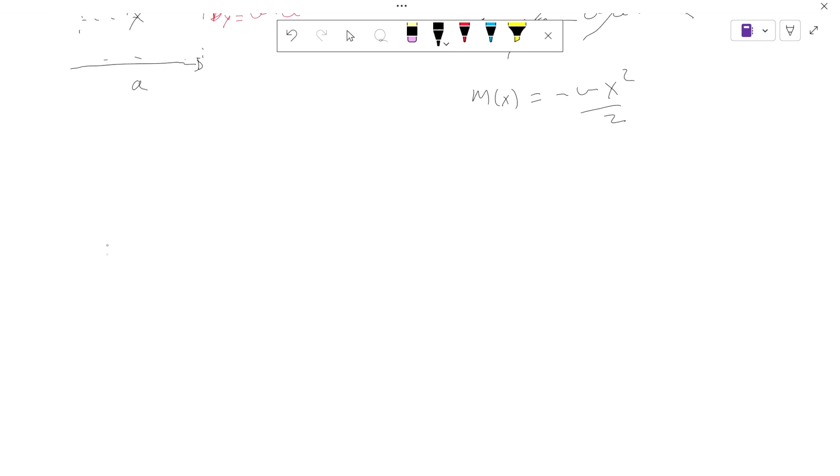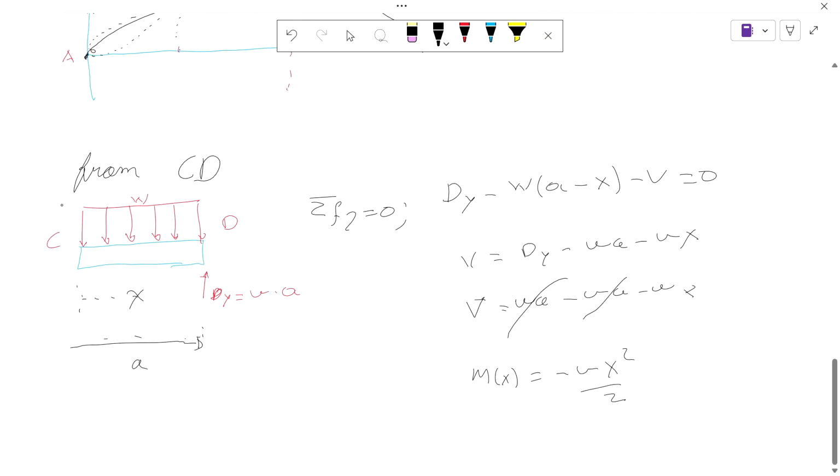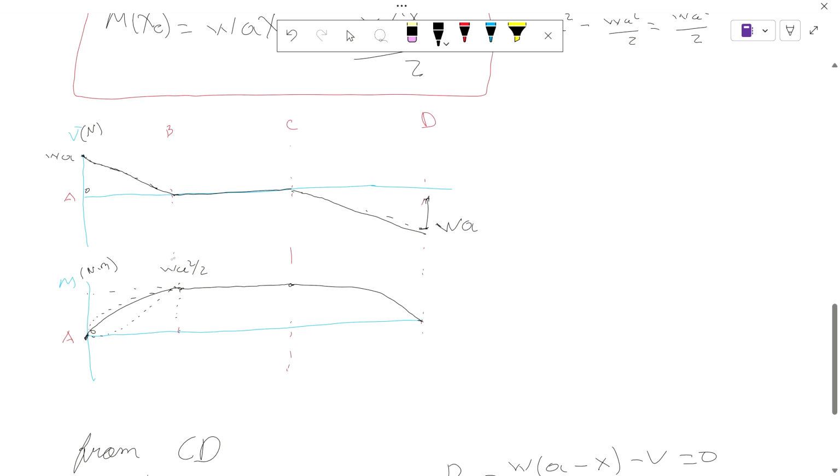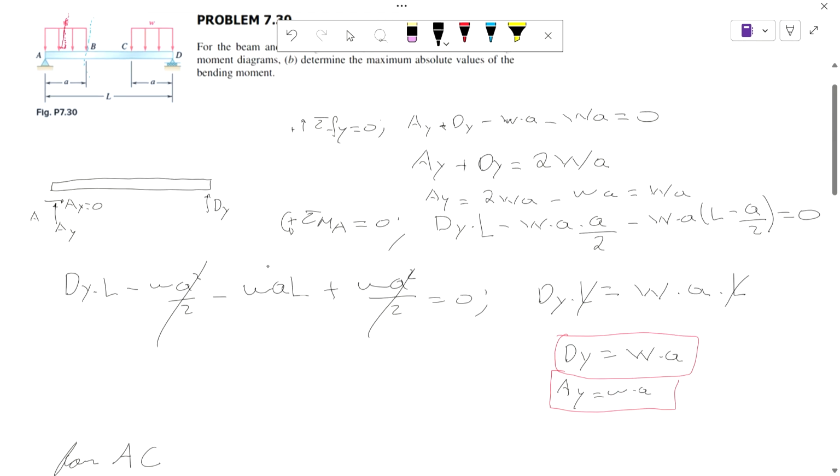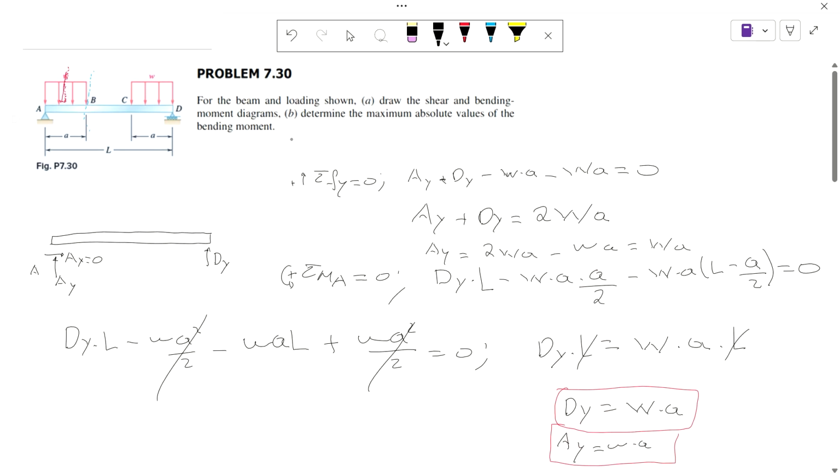All right, so now we're ready to find the maximum, and the maximum is pretty simple. The maximum we already found, which is 1/2 of the weight times the length divided by 2. So for point B, it is 1/2 of WA squared.